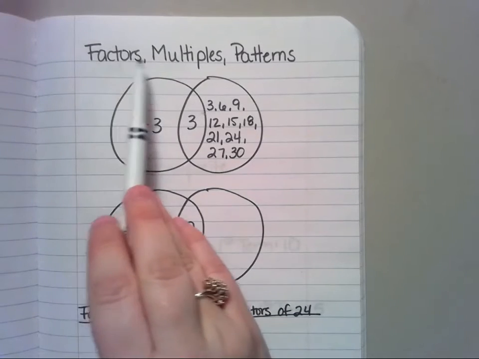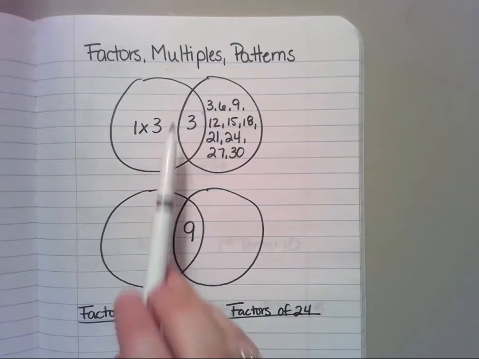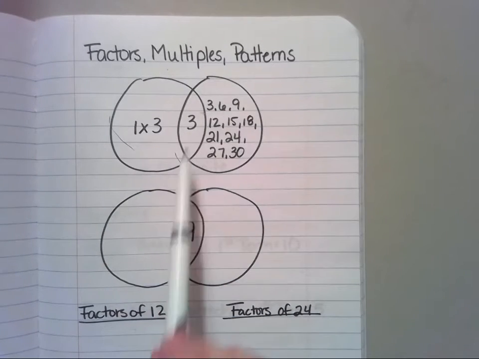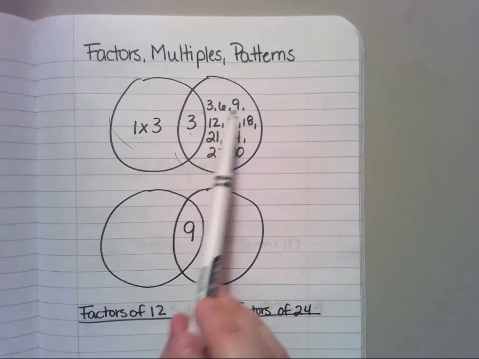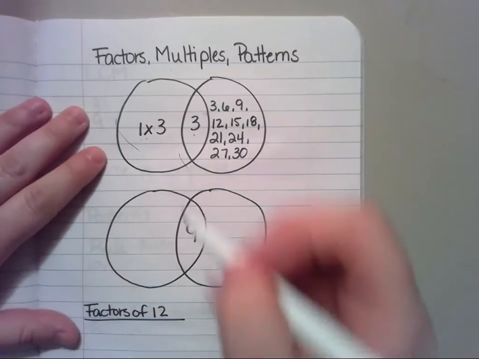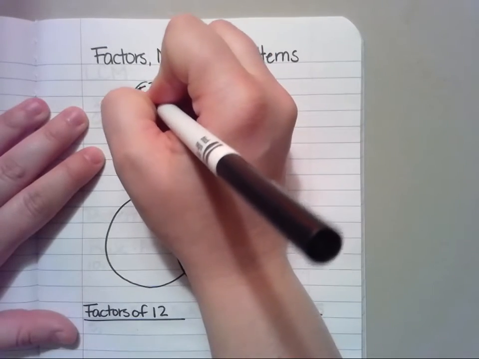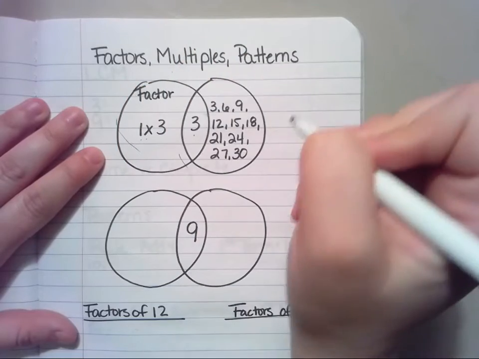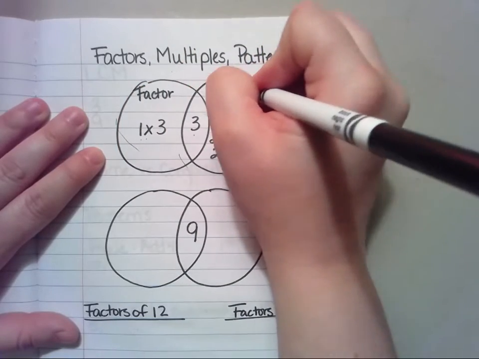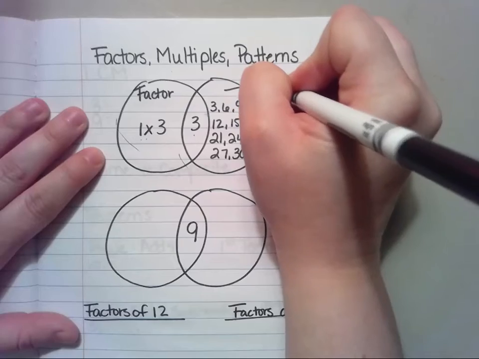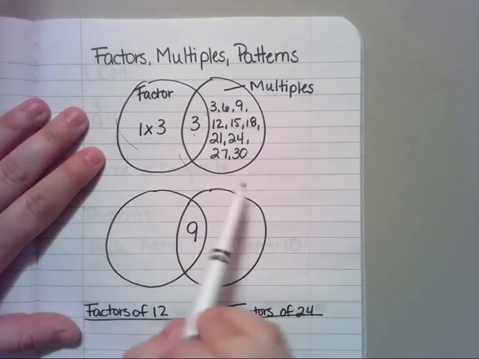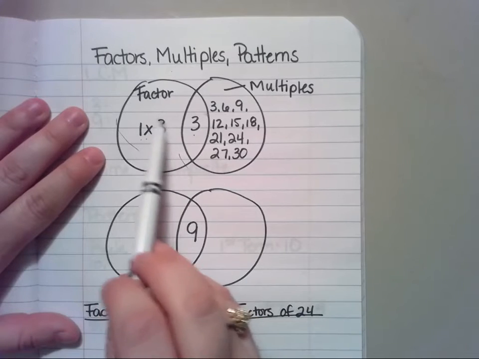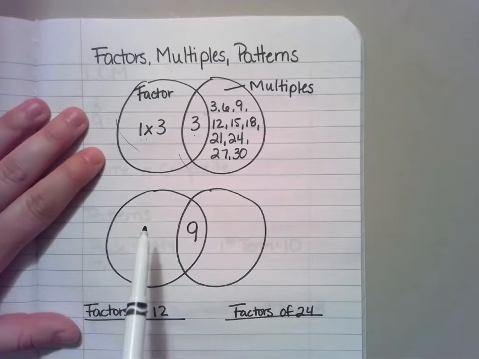So we're talking about factors, multiples, and patterns. Your paper starts off with this Venn diagram. It has the number 3 in the middle, 1 times 3 on the left, and then skip counting by 3 on the right. This side is the factors. This side is the multiples. Factors, I wrote down below that, factors are the numbers that multiply to give you a product.